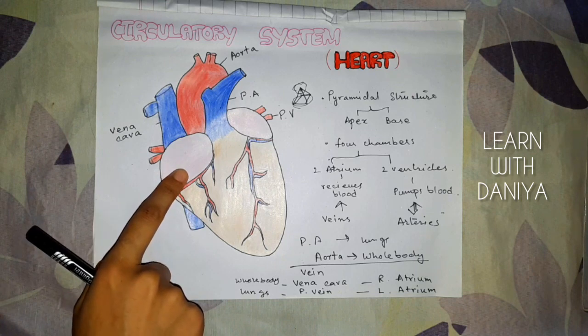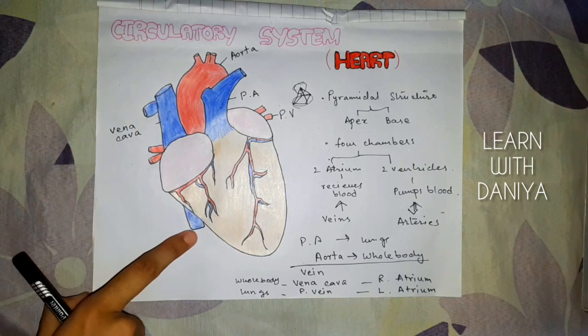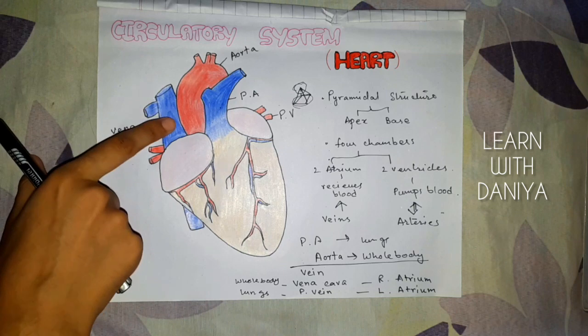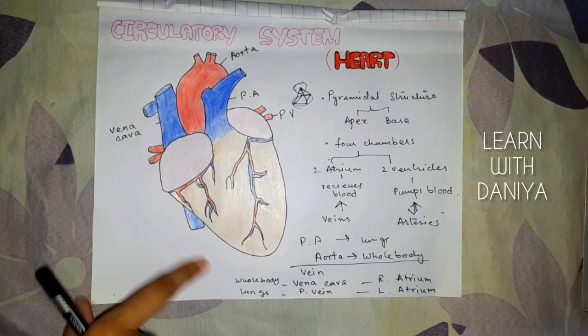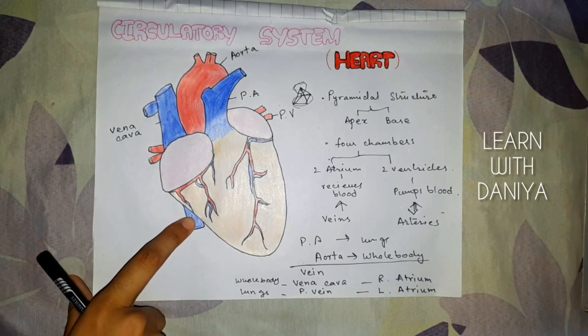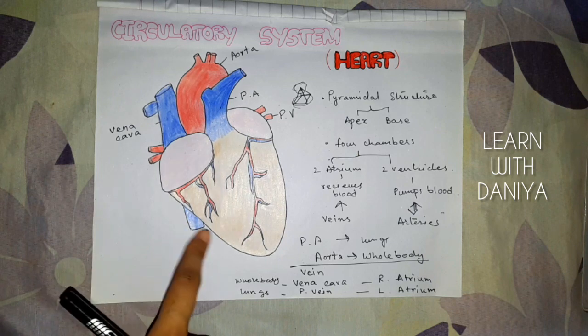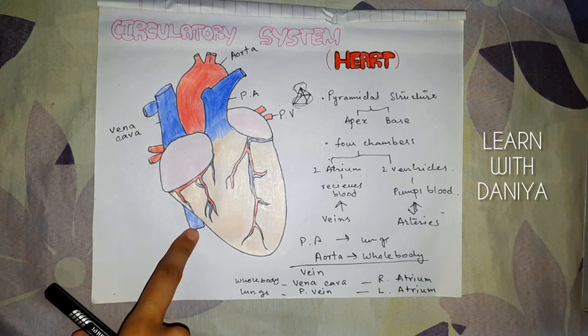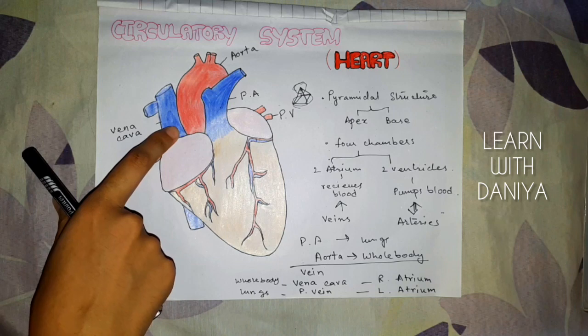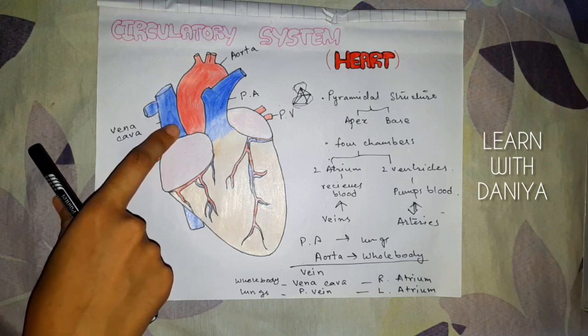There are two parts of the vena cava, the superior part and the inferior part. Superior means above, inferior means below. So the inferior part drains the lower half of the body, and the superior vena cava drains the upper part of the body.